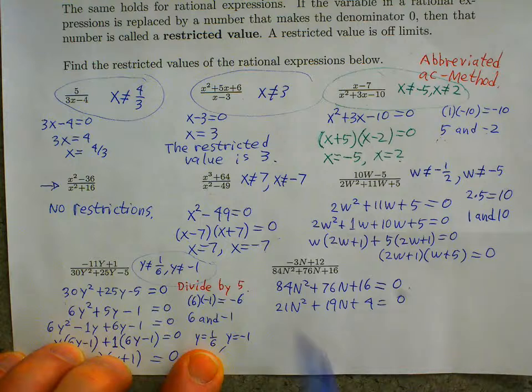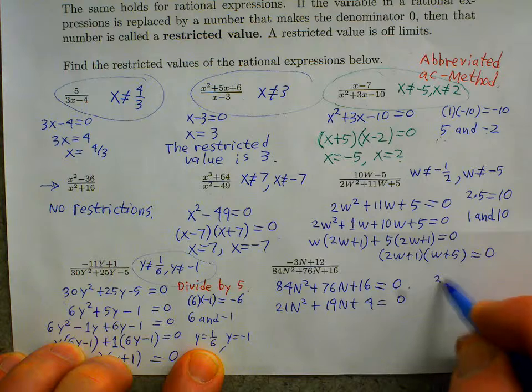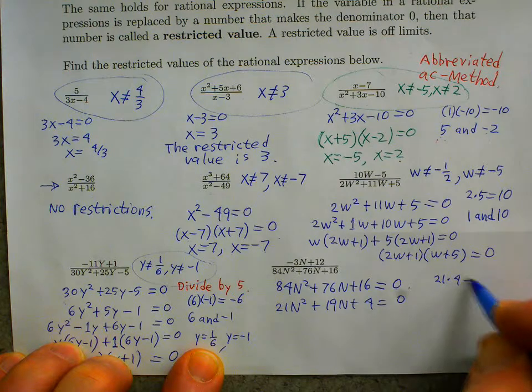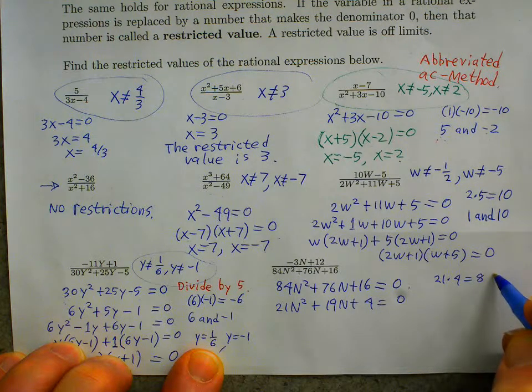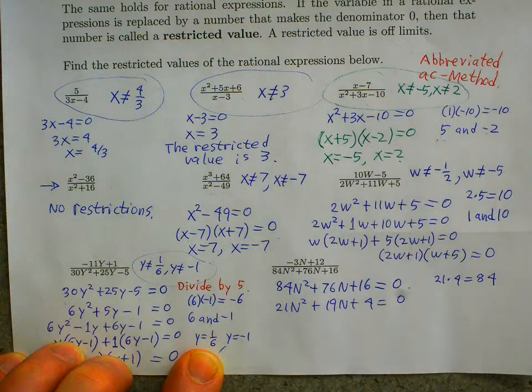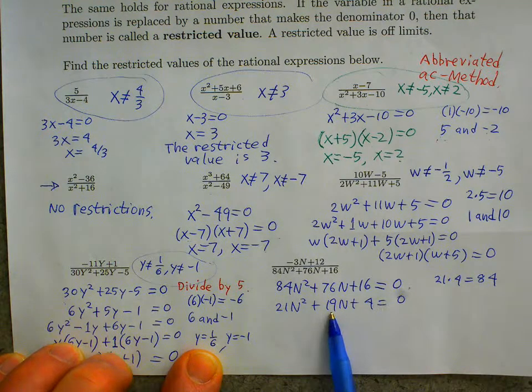Okay, now we want to factor this, so we'll try the AC method. 21 times 4 is 84. And we want to see if we can find two integers that have a product of 84 and add up to 19.